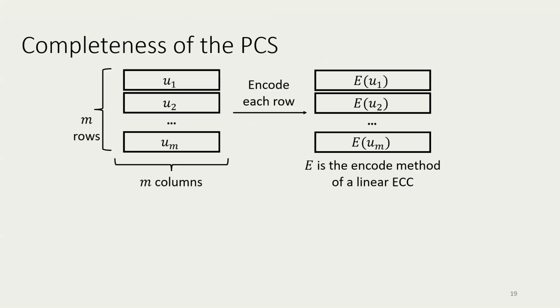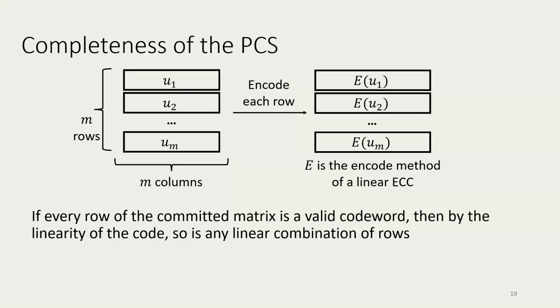At a high level, this PCS scheme provides completeness because if every row of the committed matrix is a valid code word, so is the random linear combination of the rows. As a result, an honest prover will always be able to pass the verifier's checks.